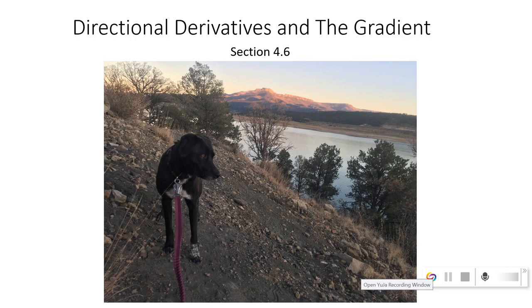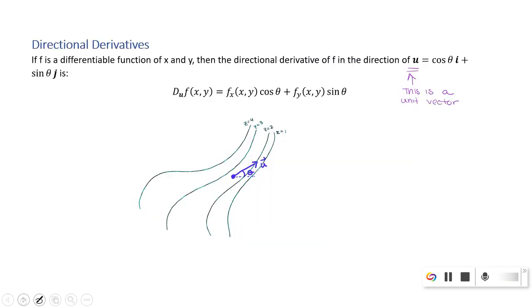In this video, we're going to talk about finding directional derivatives, and we'll define the idea of the gradient. We've already talked about finding derivatives in two specific directions. We've learned that we can find the derivative with respect to x, so that would be in the direction of the x-axis. And we can also find our partial derivative with respect to y, and that would be in the direction of the y-axis.